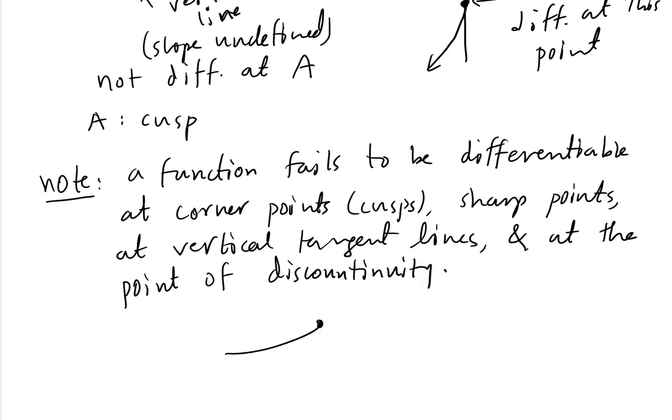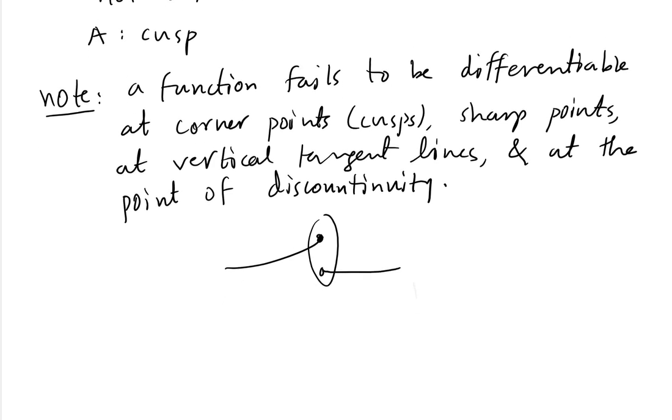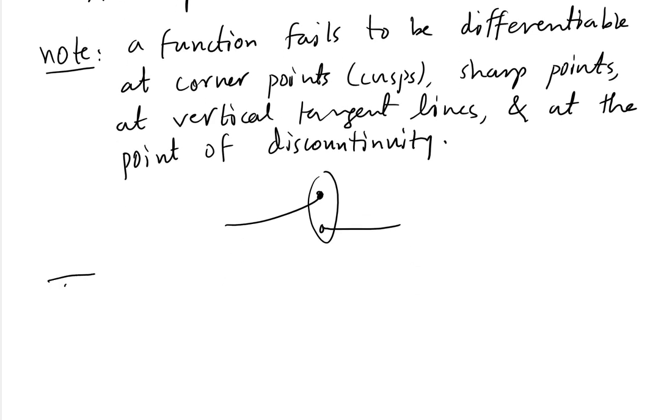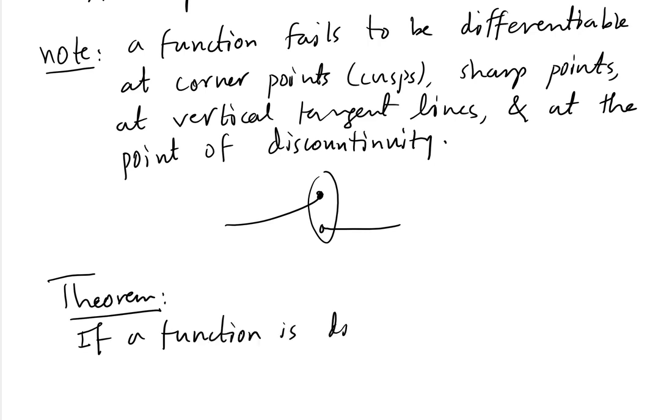So if you have a function like this, at this point the function is not differentiable because it's discontinuous at that point. Important theorem to introduce here. The theorem said if a function is differentiable, then it is continuous. Automatically it is continuous.